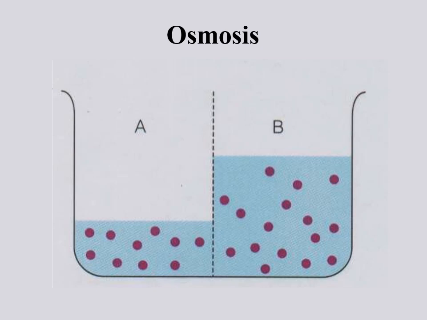Note what happened. The solute couldn't move down its concentration gradient, but water could. So water diffused from A to B. We call the diffusion of water across a semi-permeable membrane osmosis. Osmosis is a type of diffusion.